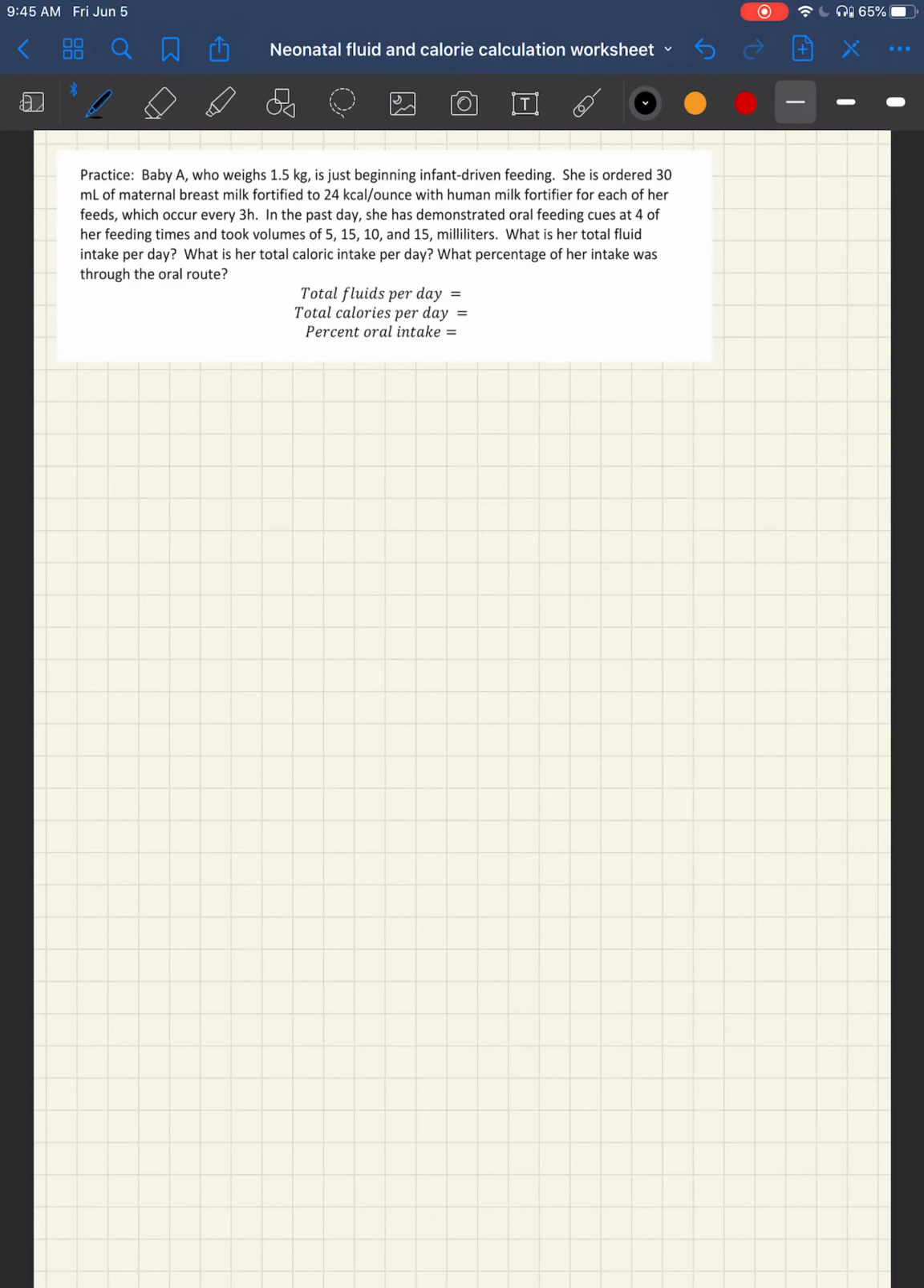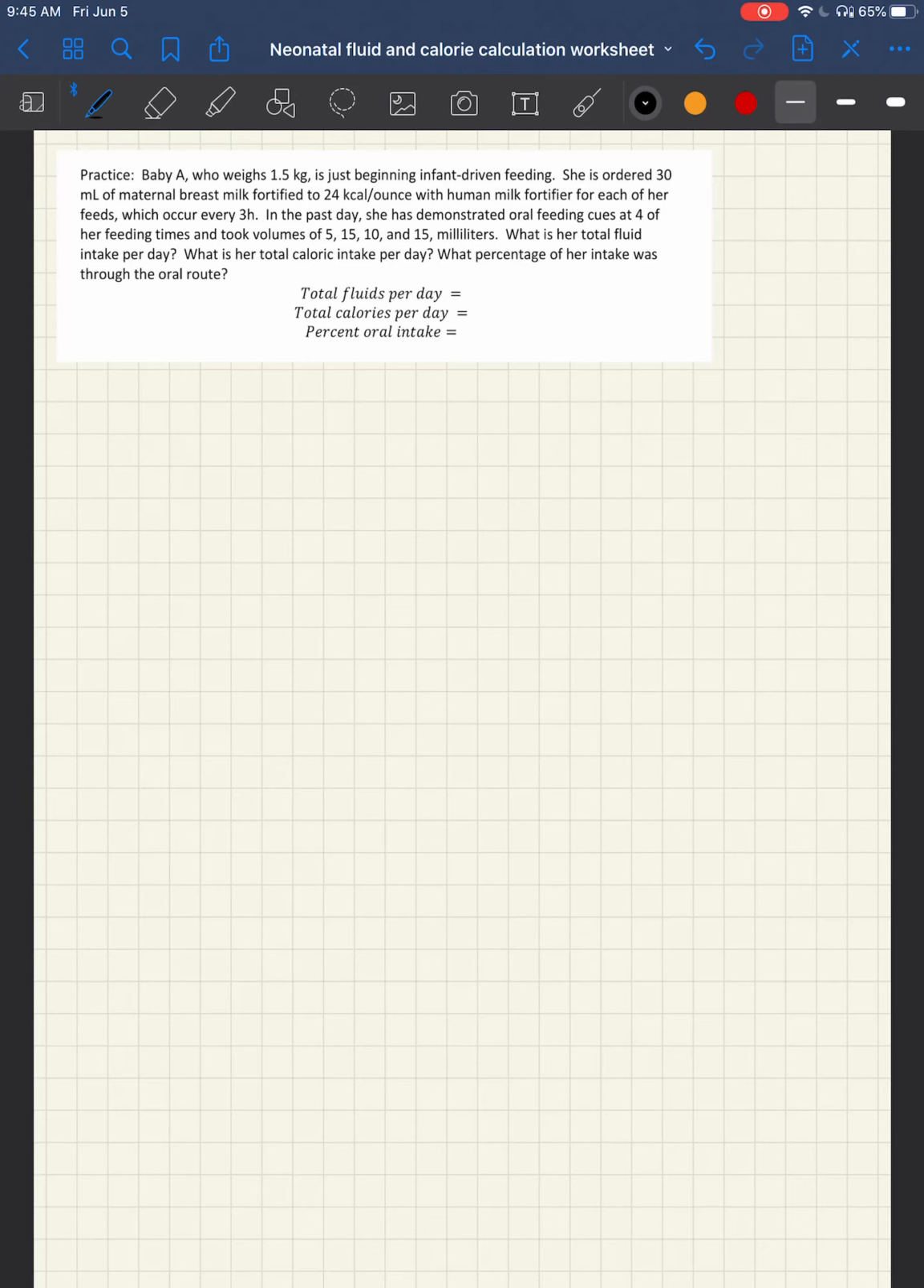In the past day, she's demonstrated oral feeding cues at 4 of her feeds and took volumes of 5, 15, 10, and 15 milliliters. We're asked to find the total fluid intake per day, the total calories per day, and the percent of oral intake.